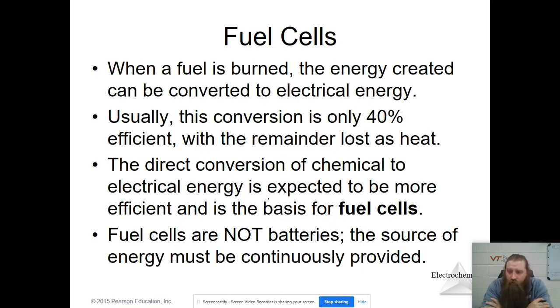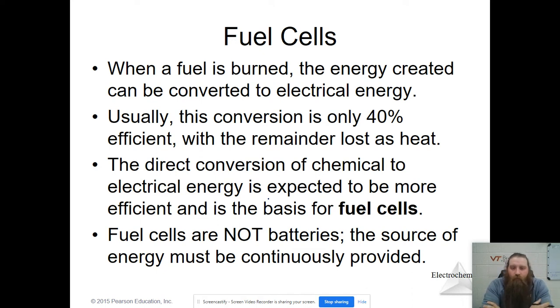Now, a fuel cell is similar to a battery, except for the fact that batteries are self-contained. Fuel cells have to have a source of energy or a source of fuel continuously provided. Now, fuel cells typically would be classified as less efficient than a battery because what a fuel cell does is it converts the thermal energy of combustion over into electrical energy.